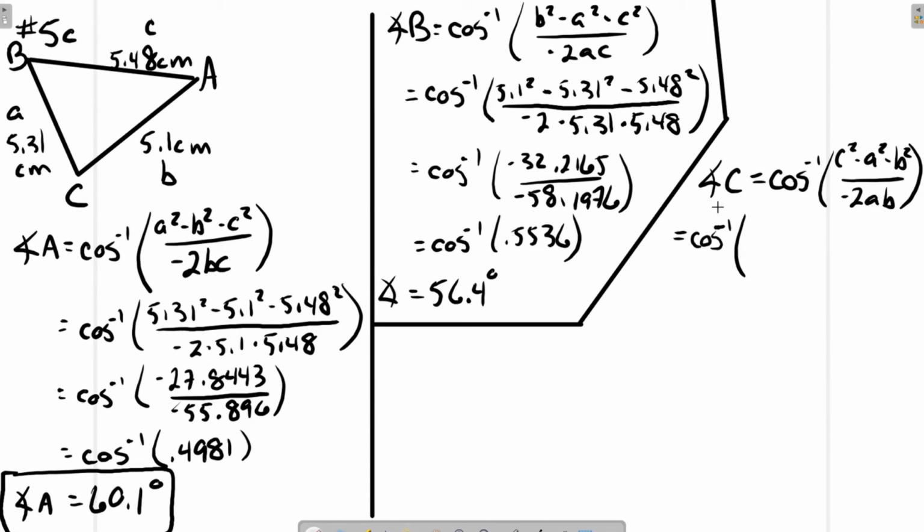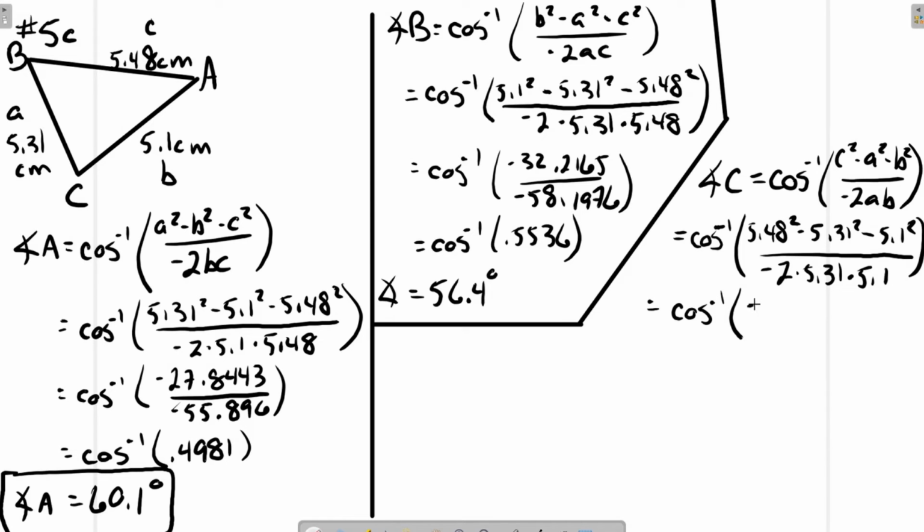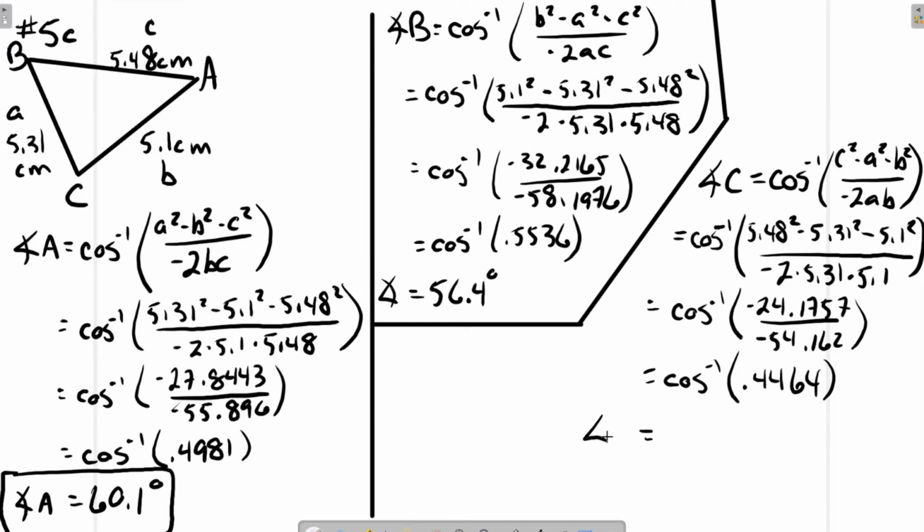And finally, angle C, arc cos of 5.48 squared minus 5.31 squared minus 5.1 squared, all divided by negative 2 times 5.31 times 5.1, which is equal to the arc cos of negative 24.1757 divided by negative 54.162, which is equal to the arc cos of 0.4464, which, if we work it out, therefore angle C is equal to 63.5 degrees.